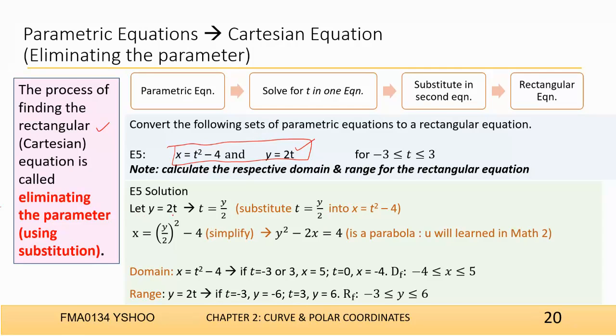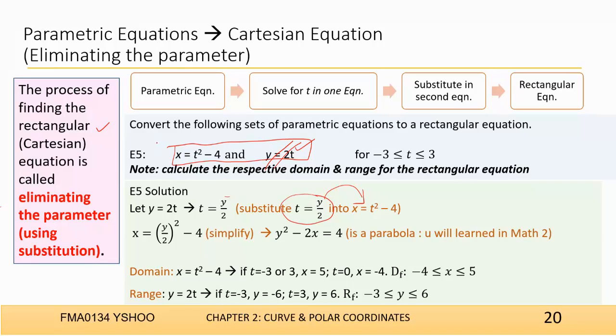So let y equals 2t. You solve for t, so t equals y over 2. You take this t equals y over 2 and substitute into the other one. Because you already chose this one, you choose the other one, which is x equals t squared minus 4. So we substitute (y over 2) squared into here, and then we simplify. Sometimes it needs to be simplified, because this one actually is a parabola, which you will learn in Math 2.